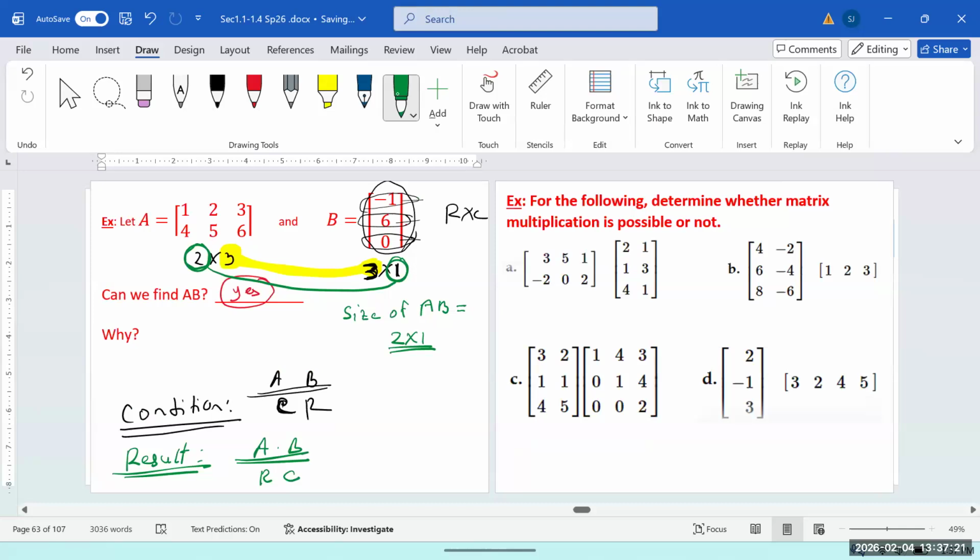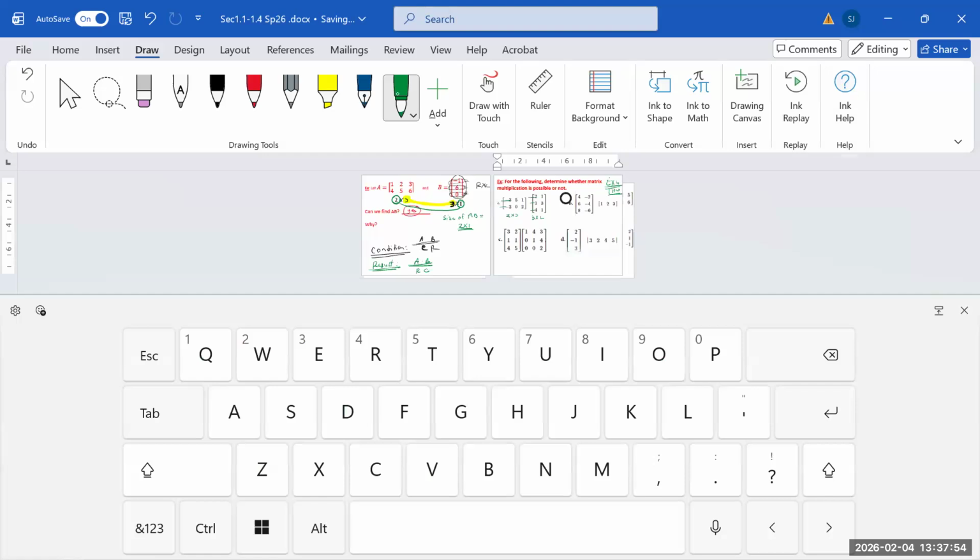Now let's do a few more examples, which you're going to see in the exam. This will be in the exam, also in the homework. So let me do the first one. We have 1 row, 2 rows. So this is 2 by 3. And we have 1, 2, 3 rows. So this is 3 by 2. Now it says determine whether matrix multiplication is possible or not. And let me include one more thing.